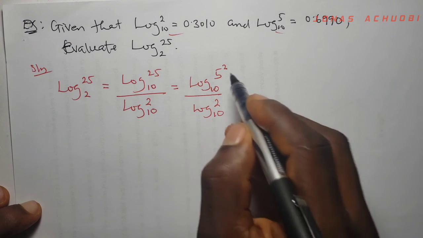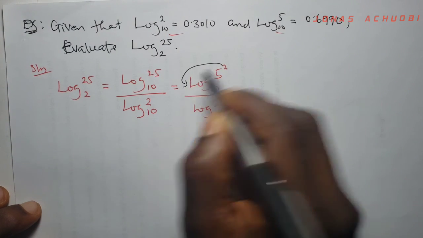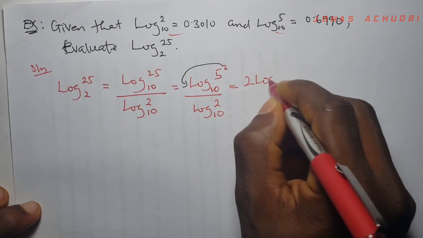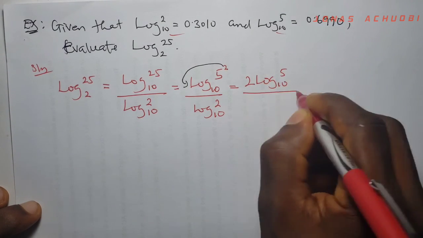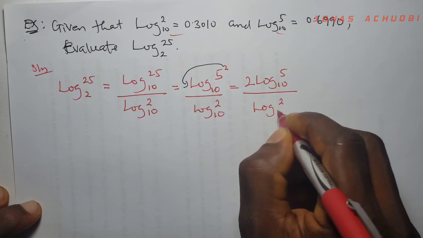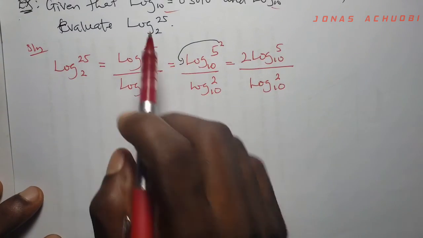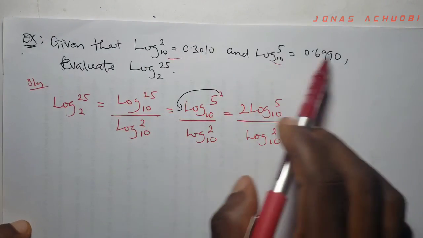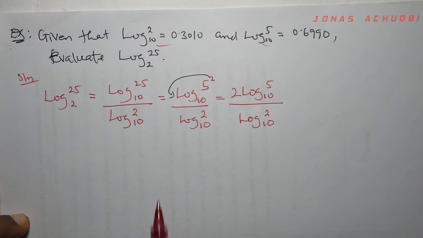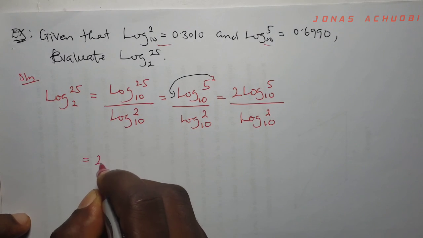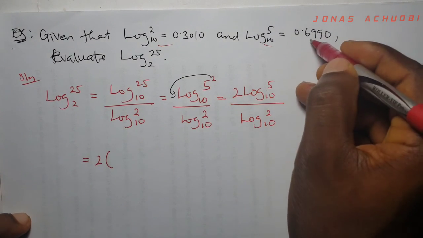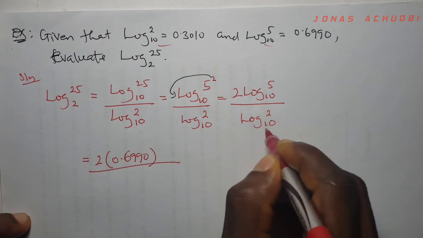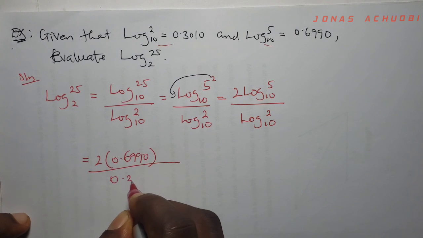Now remember again, by my power law of logarithms, I can send this power to the front. If I apply that law, I can simply write this as 2 times the log of 5 in base 10, divided by the log of 2 in base 10. I was given log 2 and log 5 as these values respectively. So I can now put these values in, and I will get 2 times, what is log 5? Log 5 is 0.6990, divided by log 2. What is log 2? 0.3010.